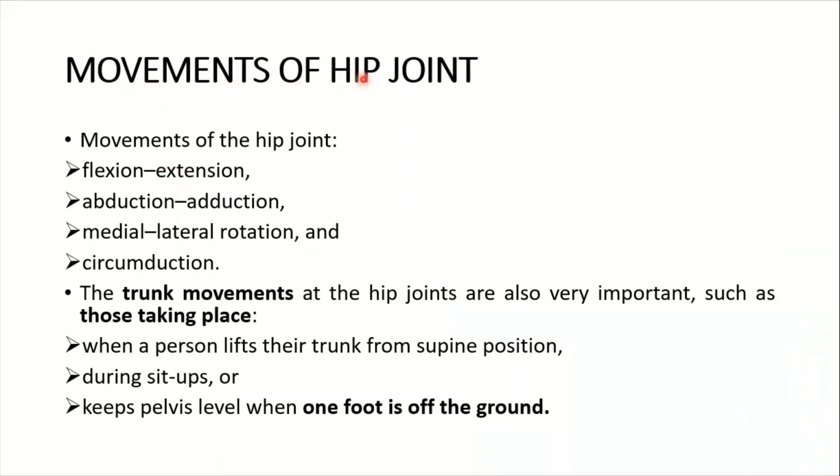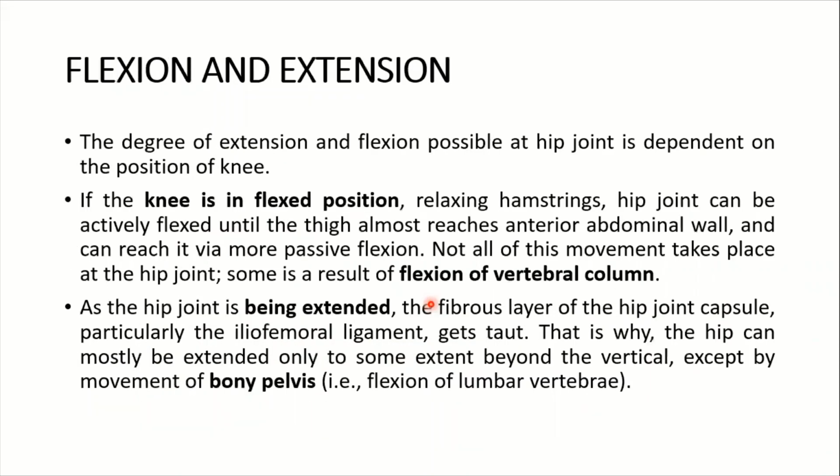Now the very important movements of the hip joint: flexion, extension, abduction, adduction, medial rotation, lateral rotation, and circumduction. The trunk movements at the hip joints are also very important, such as those taking place when a person lifts their trunk from the supine position during sit-ups, or keeps the pelvis level when one foot is off the ground. So let's discuss flexion and extension. The degree of extension and flexion possible at the hip joint depends on the position of the knee.